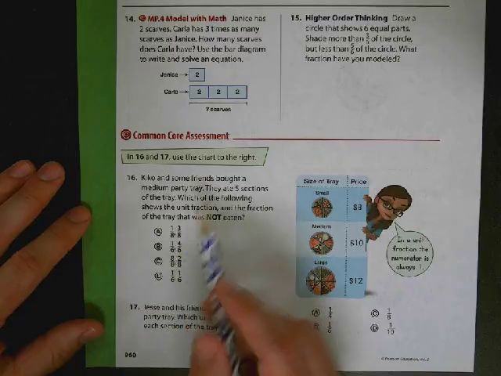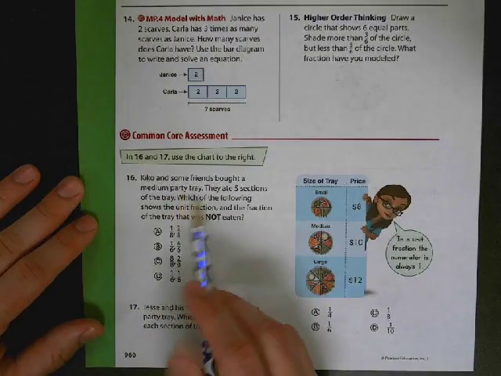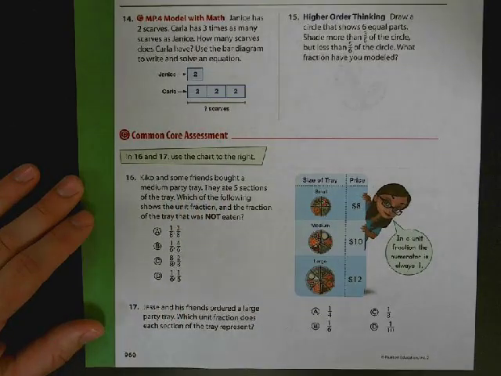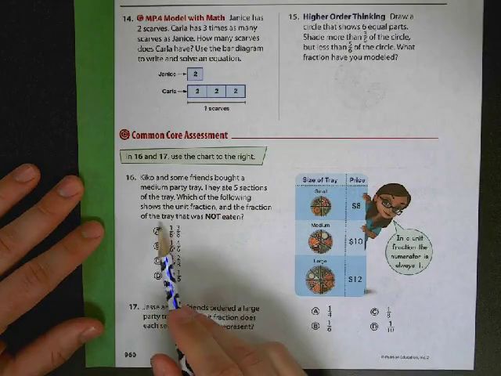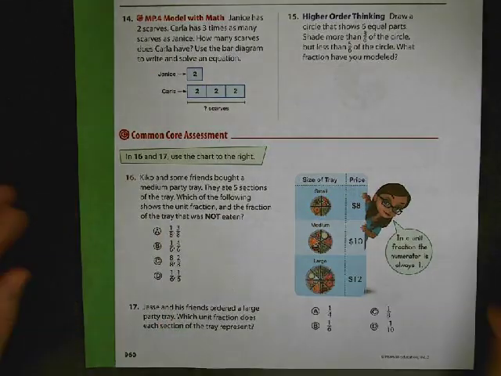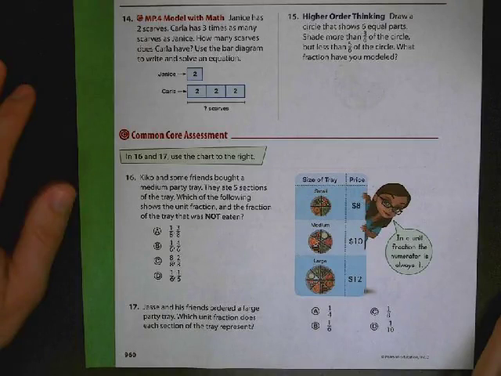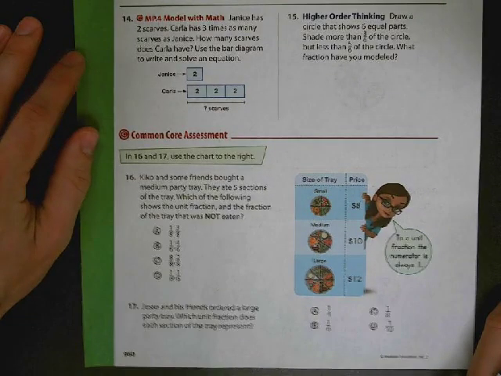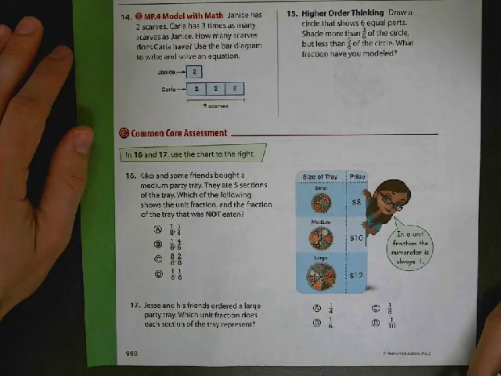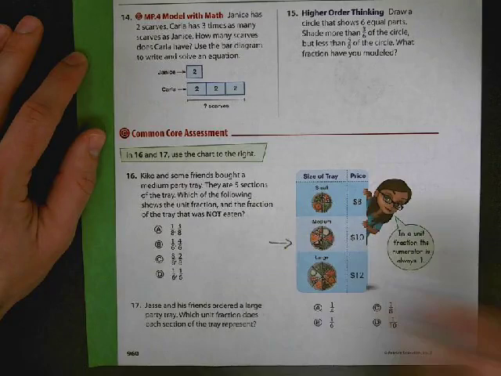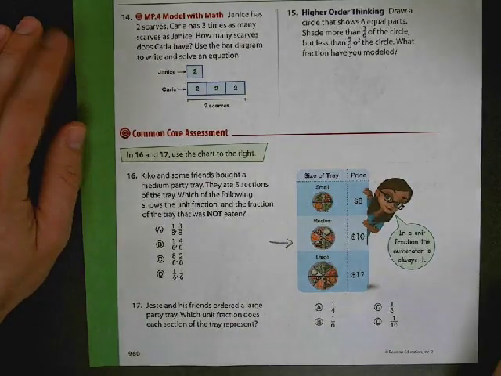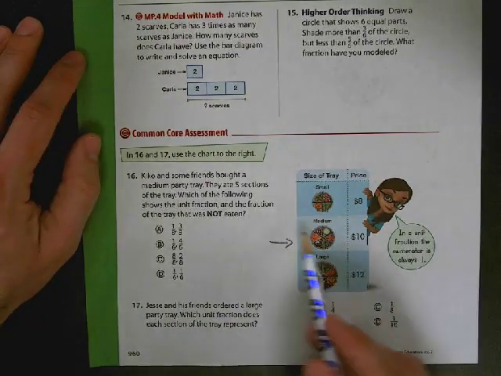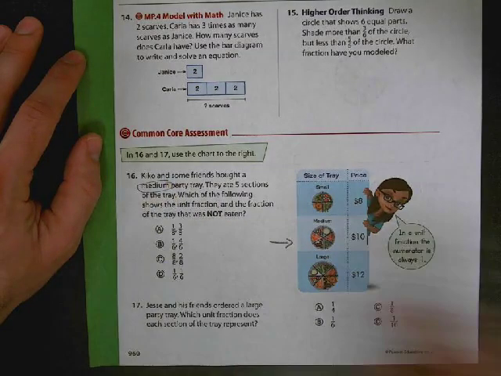Down at the bottom, Kiko and some friends bought a medium party tray. They ate 5 sections of the tray. Which of the following shows the unit fraction and then the fraction of the tray that was not eaten? Whoa! So here's the medium. They ate 5 sections. That's what you're going to base it off of right here.